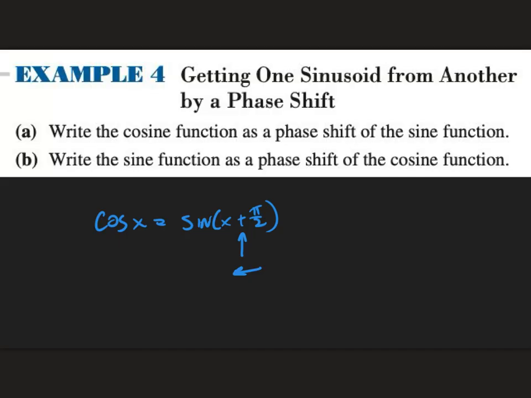All right, now we're going to do the sine function. So the sine of x is equal to the cosine of x minus pi over 2. And we know that minus means your graph shifts right. So basically the sine and cosine are the same. They're shifted over pi over 2 radians, or 90 degrees, left and right from each other.